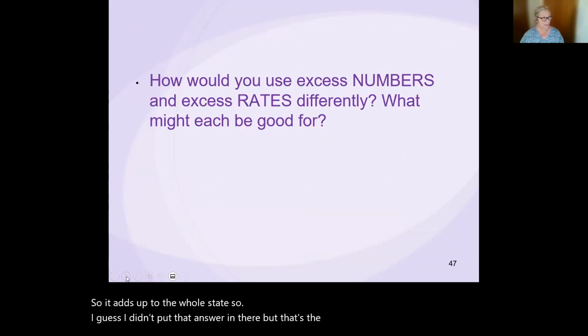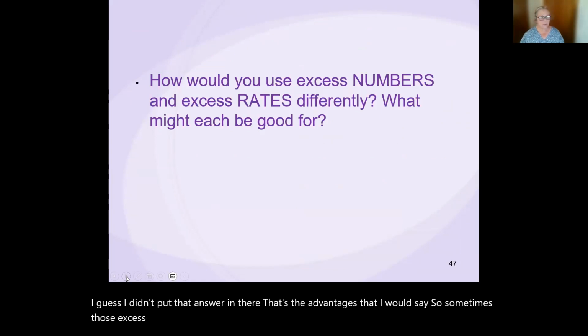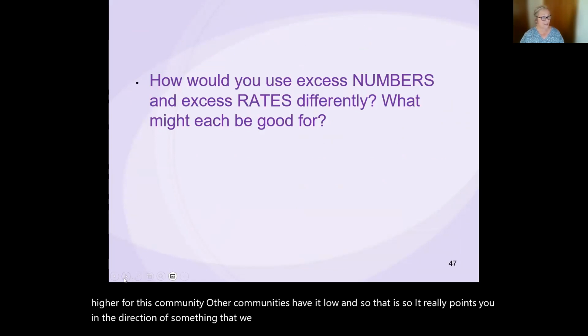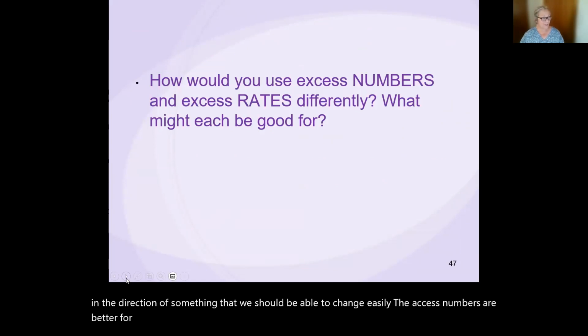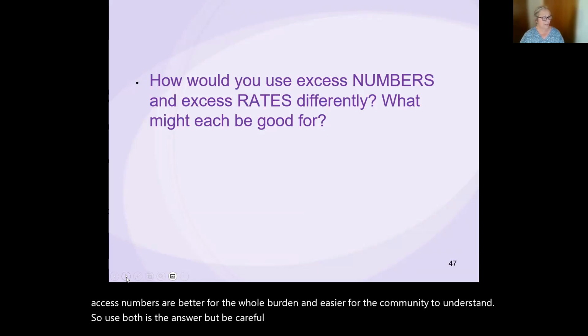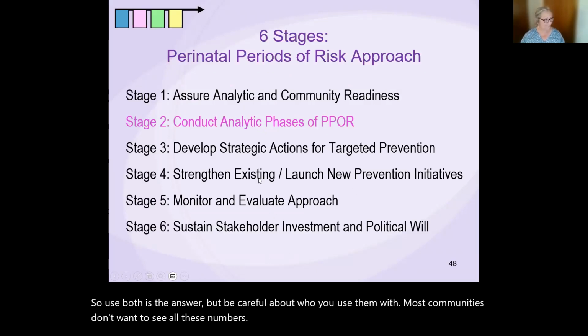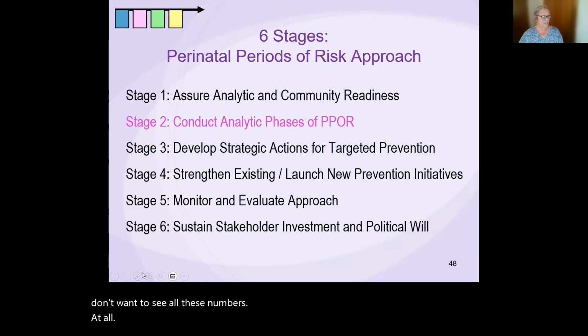So sometimes those excess rates also point to sort of low-hanging fruit. Like these are rates that are much higher for this community. Other communities have it low, and so it really points you in the direction of something that we should be able to change easily. The excess numbers are better for the whole burden and easier for the community to understand. So use both is the answer, but be careful about who you use them with. Most communities don't want to see all these numbers at all, but you need to understand them.